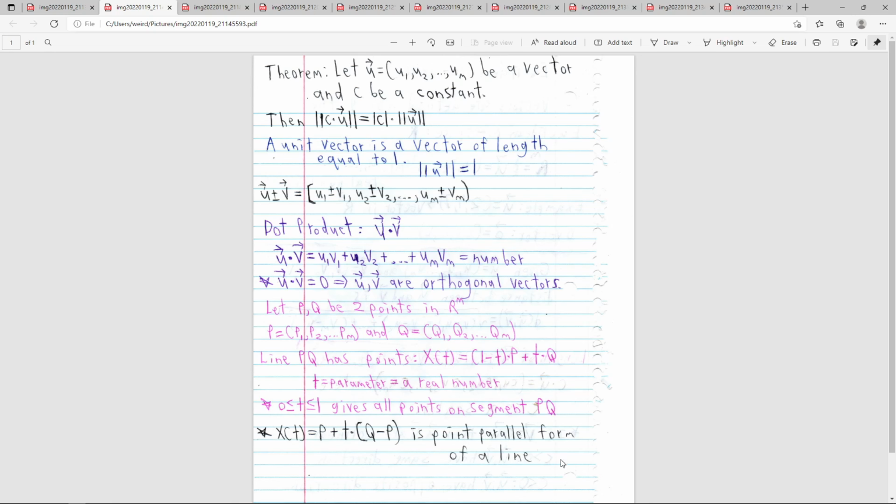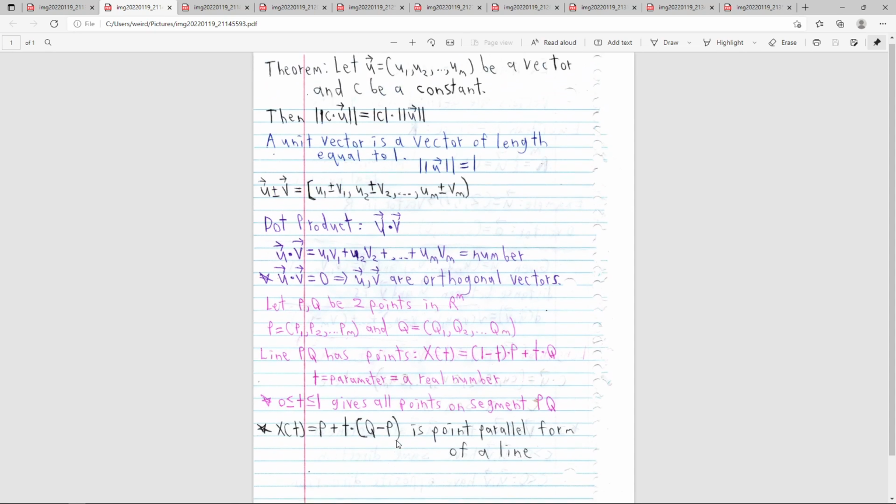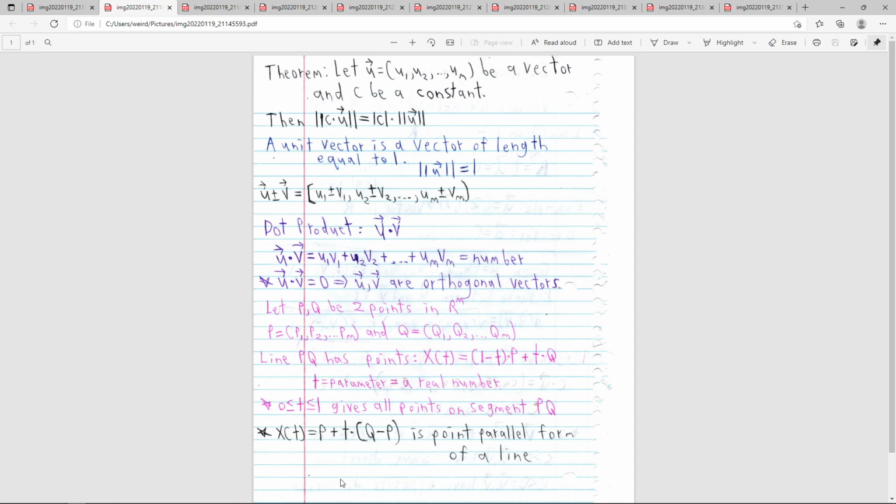And another form is point-parallel form. This is 2-point form. Point-parallel form of a line is just slightly different. It's x of t equals p plus t times q minus p. And you can convert between the two forms, and I'll show you that at the end of this section. I'll show you how real quick. As long as you understand one of them as a specific form and the name to it, you can switch to the other very easily. You can remember one of them specifically and just have an idea of the other one, and you'll be able to switch.